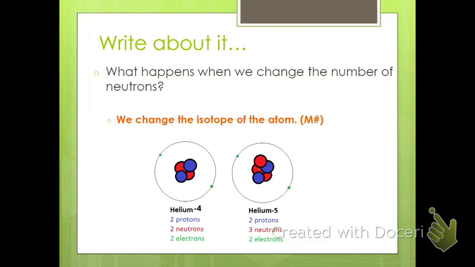If you change the number of neutrons, we change the isotope or the mass number or the number of neutrons. So here we have helium-4 with 2 protons, 2 neutrons, and 2 electrons. And we have helium-5. The mass number has increased because we now have 2 protons, 3 neutrons, and 2 electrons. Remember that those mass numbers, we calculate those by adding protons plus neutrons. Electrons don't really have a mass.